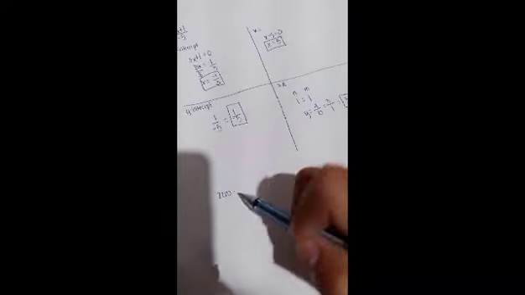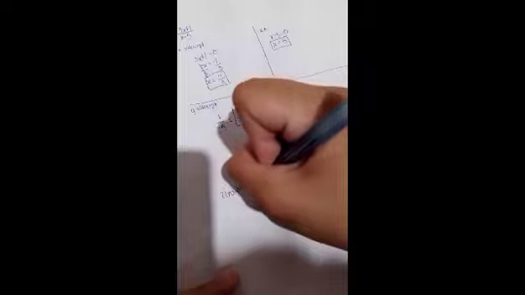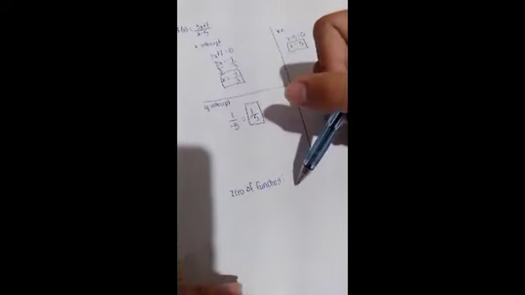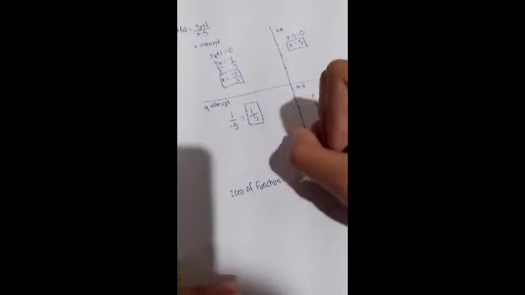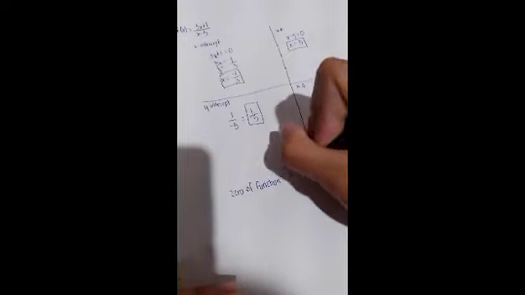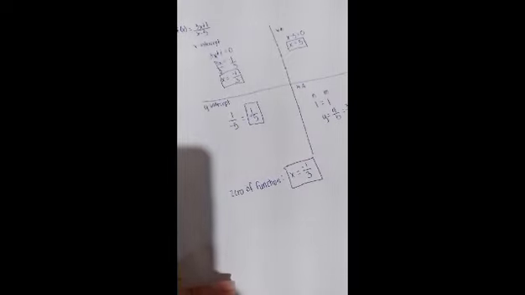So 3 is our horizontal asymptote. So for the zero of the function, whatever our x-intercept is, it will become our zero of the function. Since our x-intercept is x equals negative 1 over 3, our zero of the function is also x equals negative 1 over 3. This is our zero of the function.